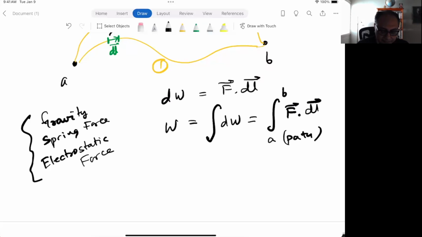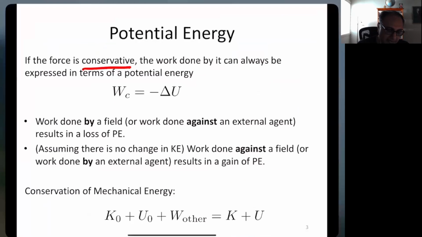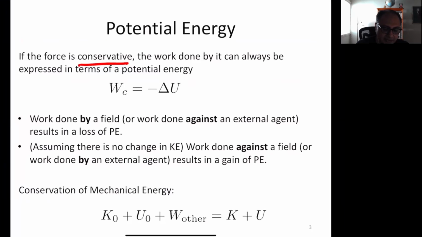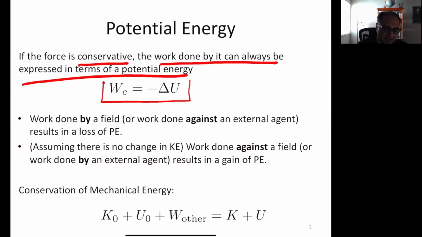So we've seen that if a force is conservative, the work done by it can always be expressed in terms of a potential energy. And the connection between work done by a conservative force and the change in potential energy is given by this very important equation. In physics 1, I had a whole slide dedicated just to this equation. W_C is equal to minus delta U.